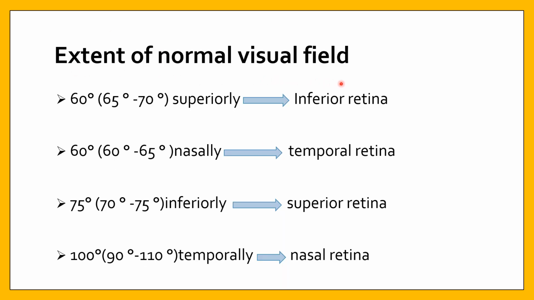The extent of the normal visual field is 65 to 70 degrees superiorly, 60 to 65 degrees nasally, 70 to 75 degrees inferiorly, and 90 to 110 degrees temporally.